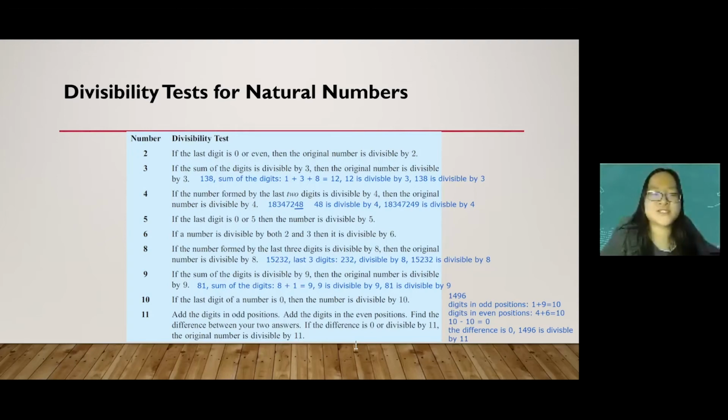So I would say probably just 11, maybe 8 and 4, are a little hard to remember. But once you do some more questions, it will get engraved in your mind. So that's the divisibility tests for natural numbers, and that's basically every number from 2 to 11 except for 7.